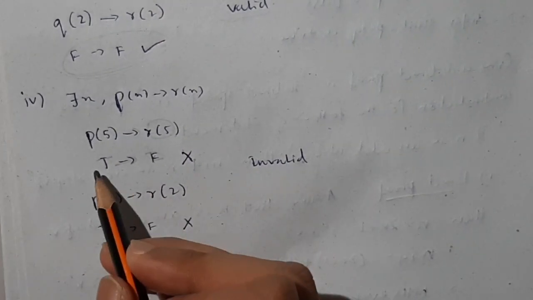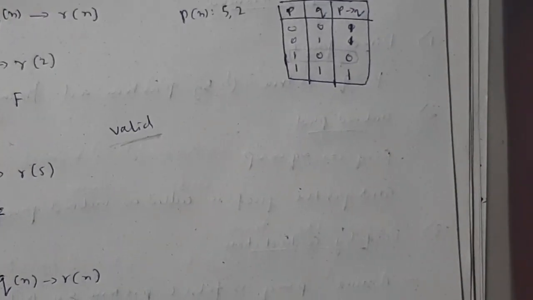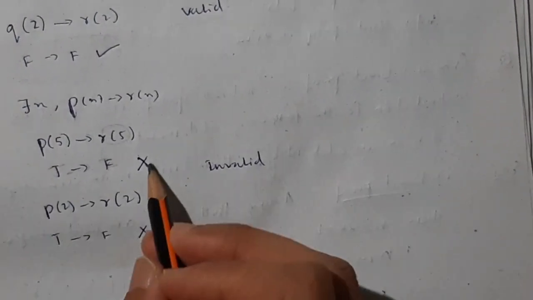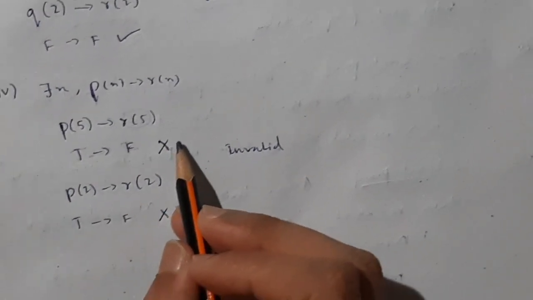Now see the truth table. It is true conditional false. That means one conditional 0. In the truth table, one conditional 0 will give us 0. That means it's a false statement. See, it's a false statement. Now what you can do, you can check for the next value, which is 2.